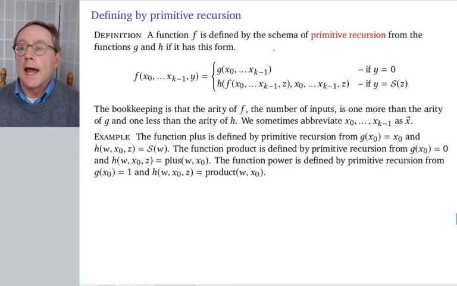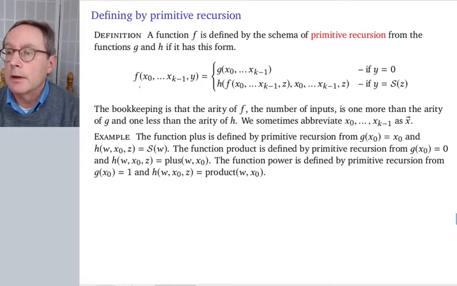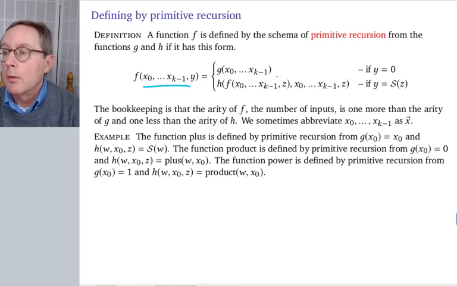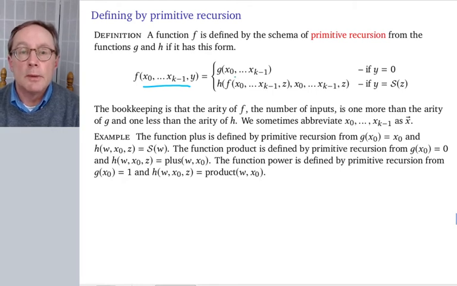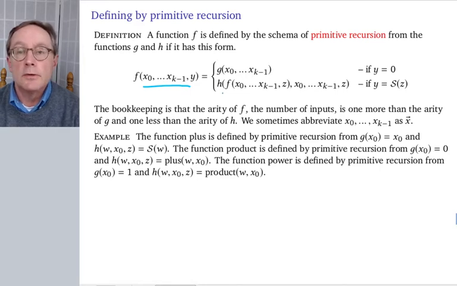Okay, so what we have then is an idea for what to do. A function is defined by primitive recursion from g and f if it has the form where there's a line where the function on the top line is already previously defined, so we're able to use it to make new things. And the function on the bottom line, the h, is already previously defined, so we're able to use it to make new things.